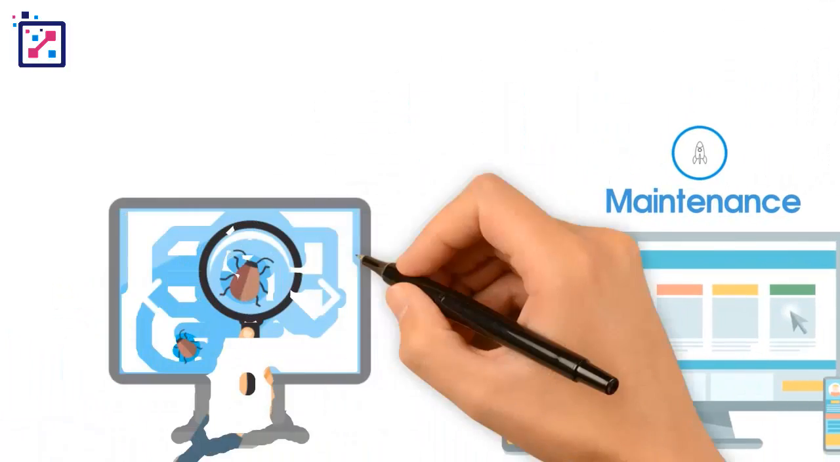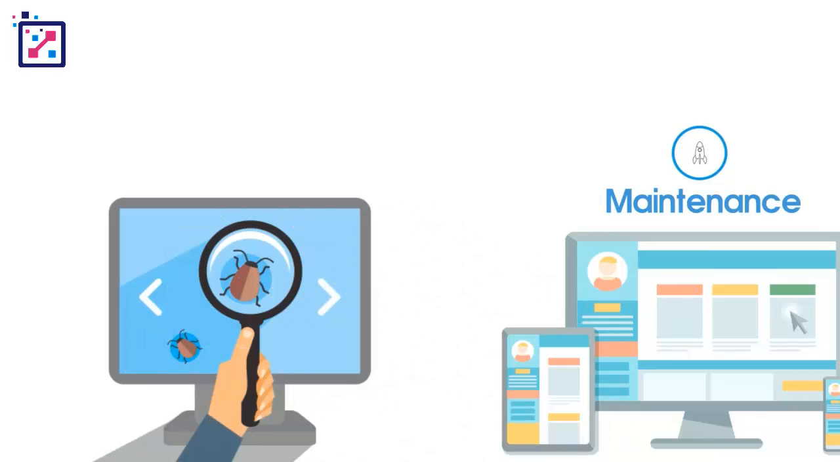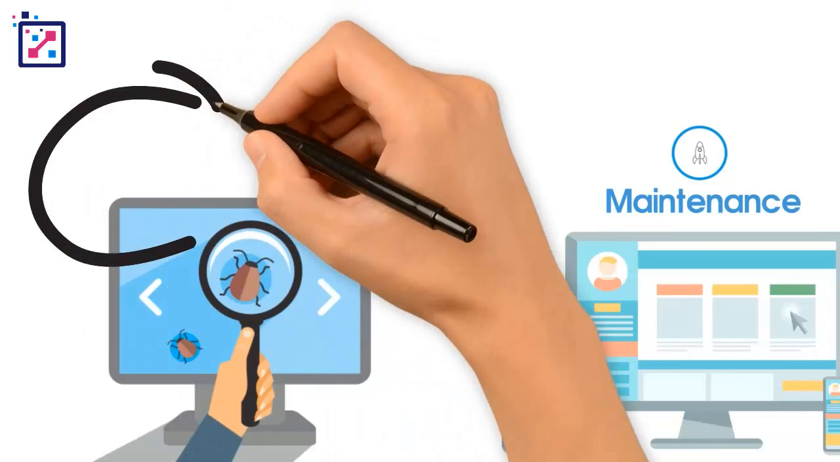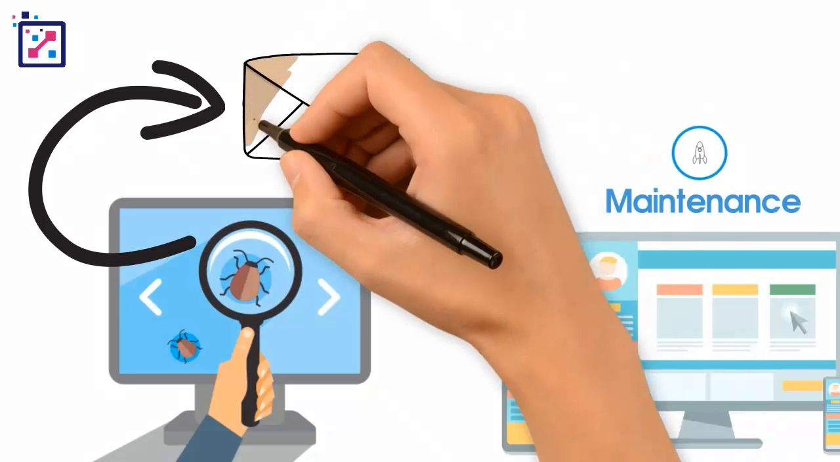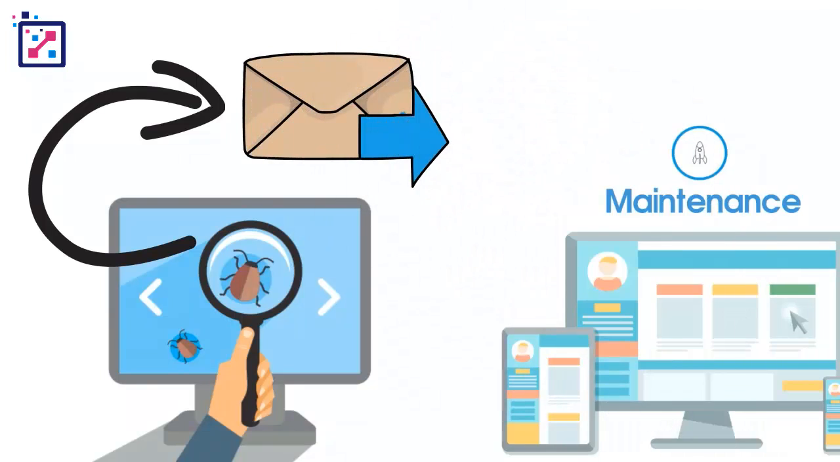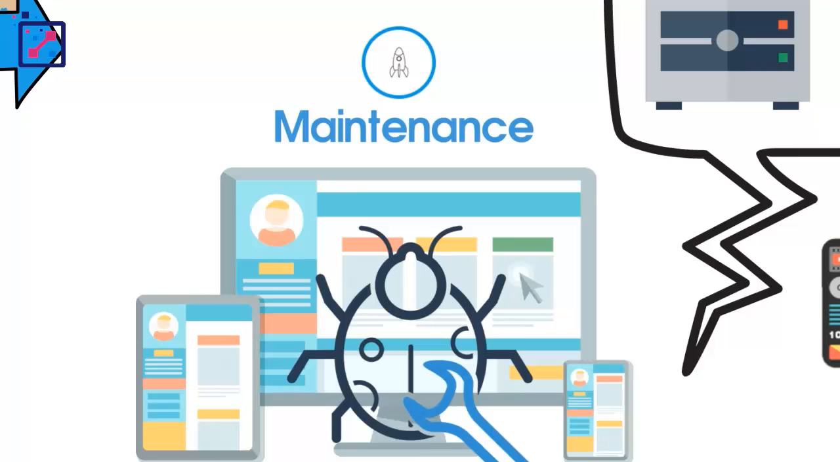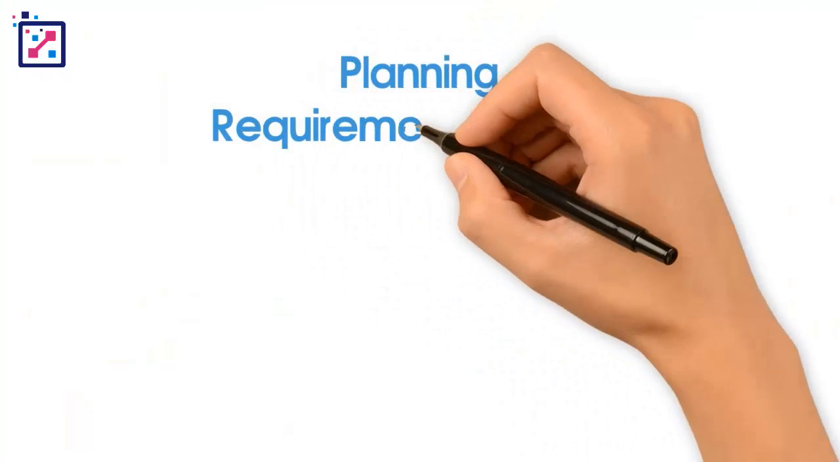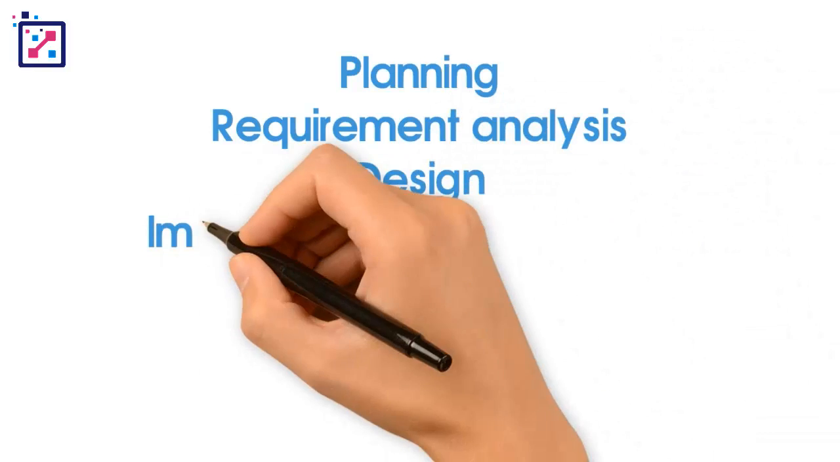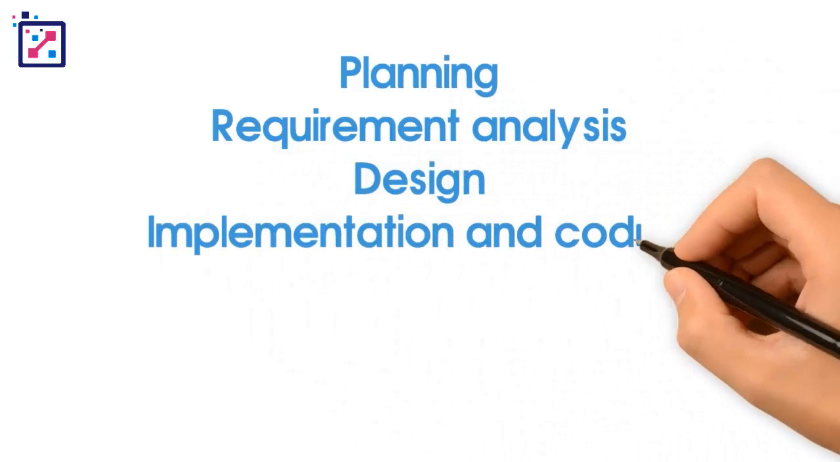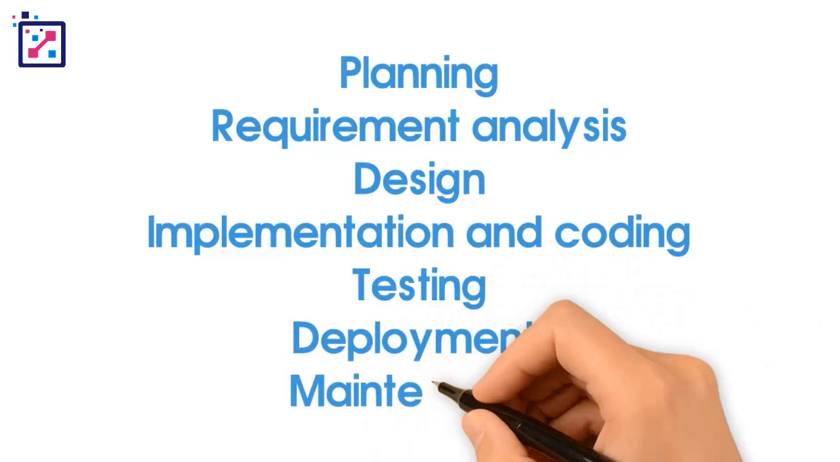There will be bugs found in production. It's called production support. Frequently, users will email with their issues, and you can stop and investigate what they're complaining about, what their issue is, figuring it out, write up a bug, get it resolved into another deployment to production with issues fixed. So to summarize what we've discussed: planning, requirement analysis, design, implementation and coding, testing, deployment, and maintenance.